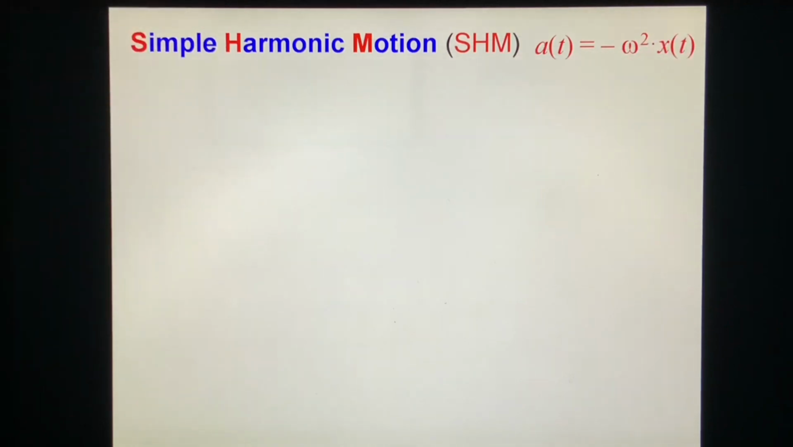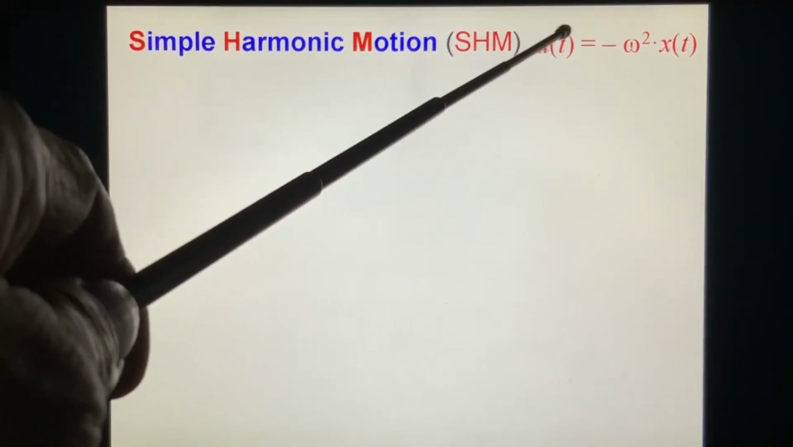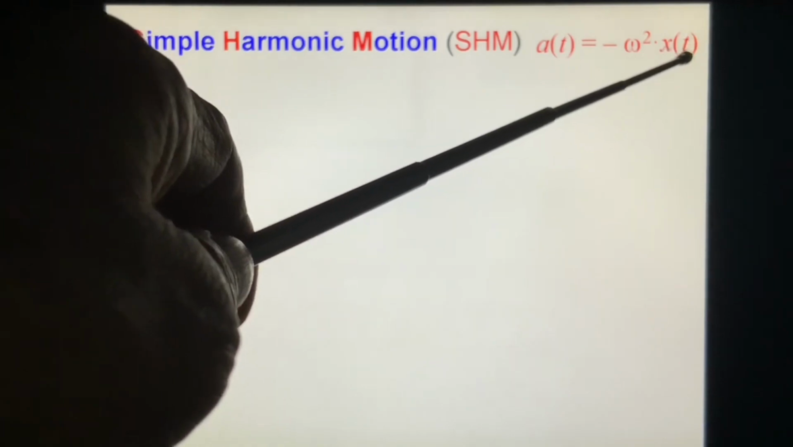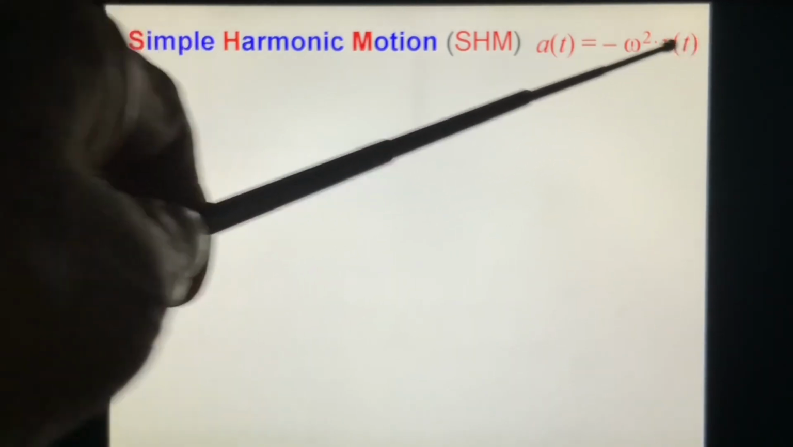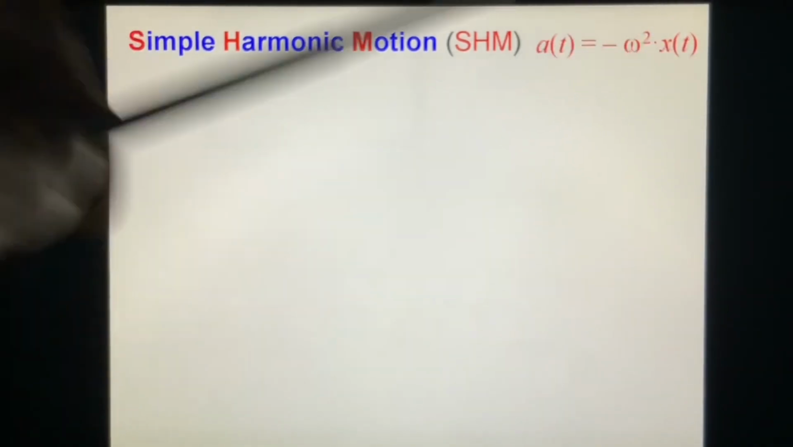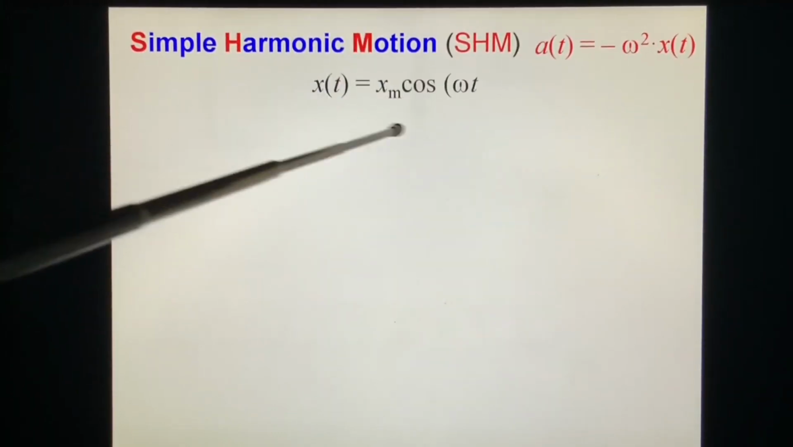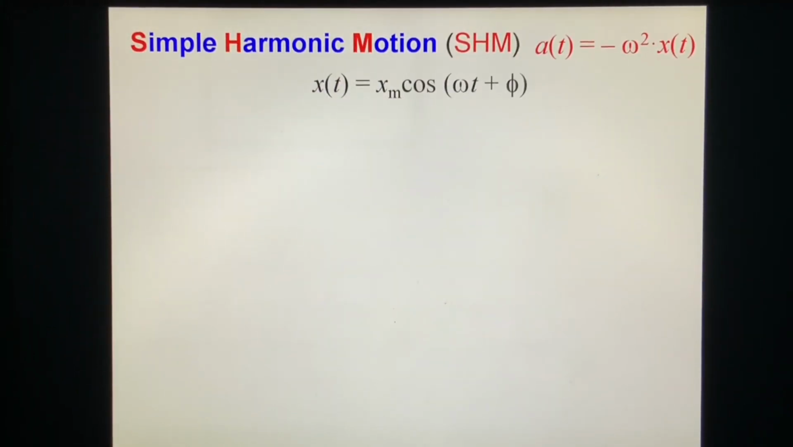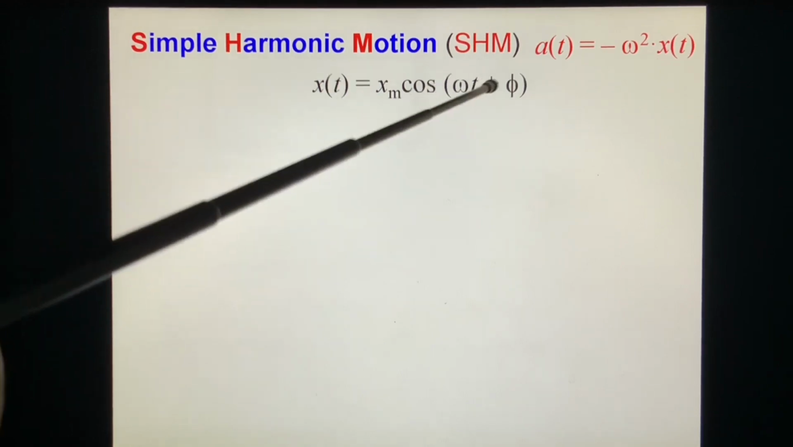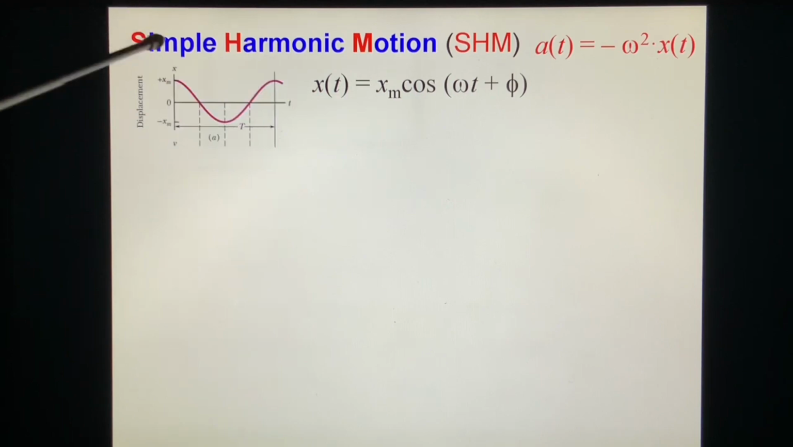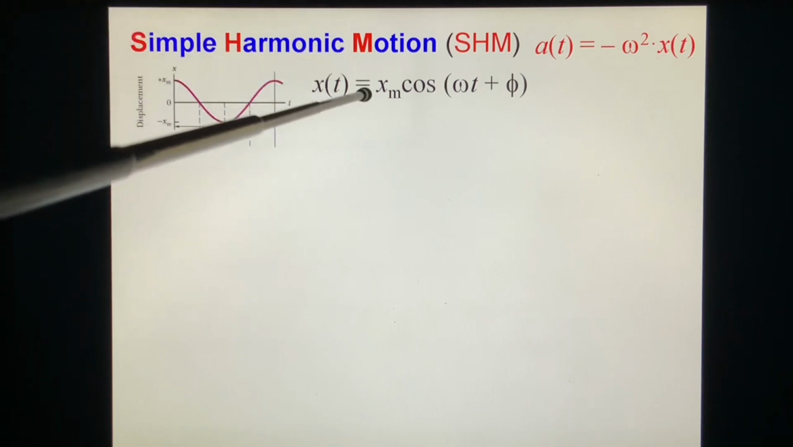Simple harmonic motion, SHM, has a property: its acceleration at time t equals minus omega squared x at time t. In other words, the acceleration is proportional to its displacement, with a minus constant. Now look at this. This is a simple harmonic motion, sinusoidal displacement, sine or cosine. This is a curve. This is the cosine. This is x, and this is t.